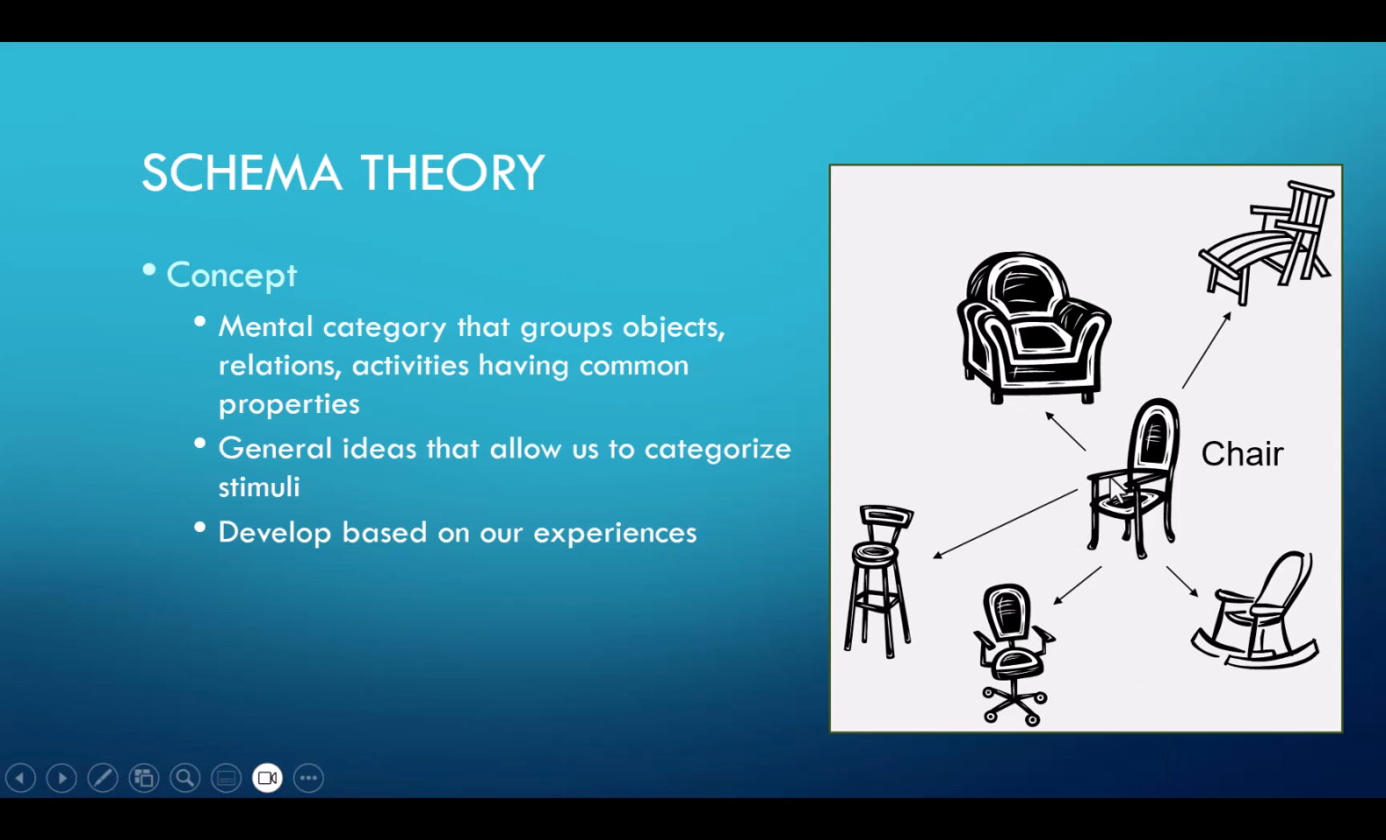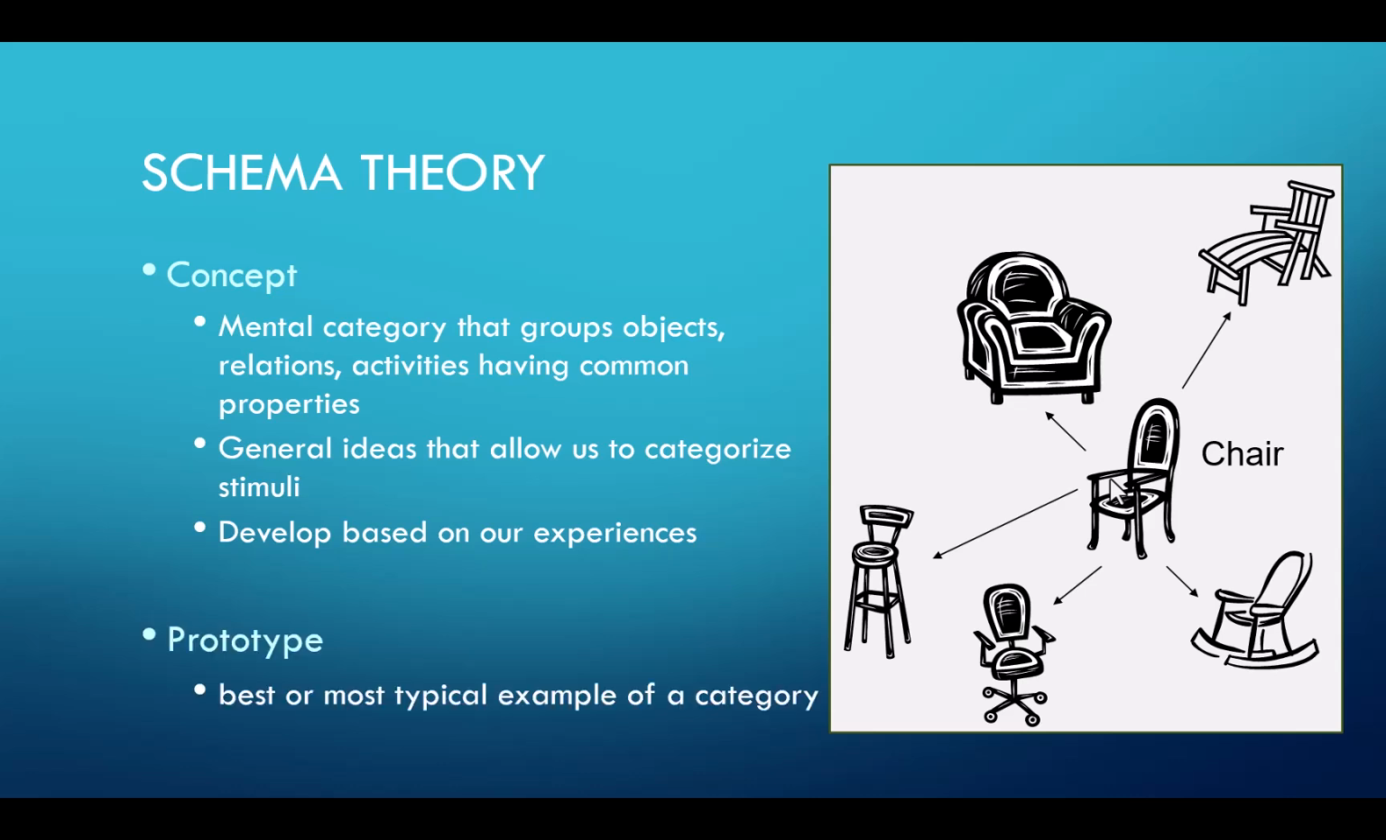Now in the center of this concept, we have our prototype. The prototype is the best or most typical example of a category. And if we look here, this is my prototype of a chair. And all of these other things are related to a chair. So we're grouping objects together that have common properties. Parts of this concept might include that we can sit on a chair, that a chair has 4 legs, that a chair has a back, that a chair has certain uses.